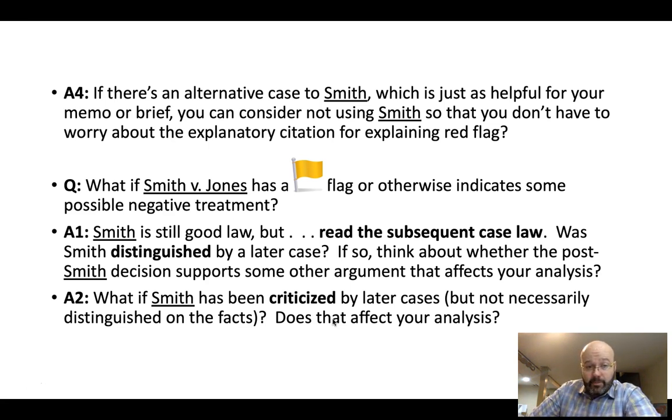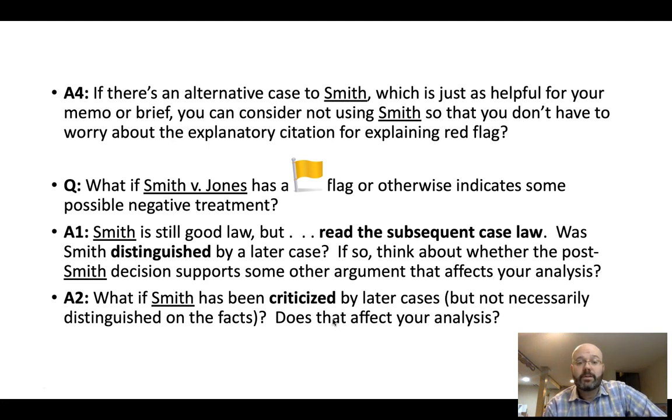Well, answer one, Smith, it's still good law, most likely, but read the subsequent case law. Maybe Smith was distinguished by a later case. That could be okay, but think about whether the later decision supports some other argument that affects your analysis. So you want to know about distinguishing cases because it helps you to see other arguments.